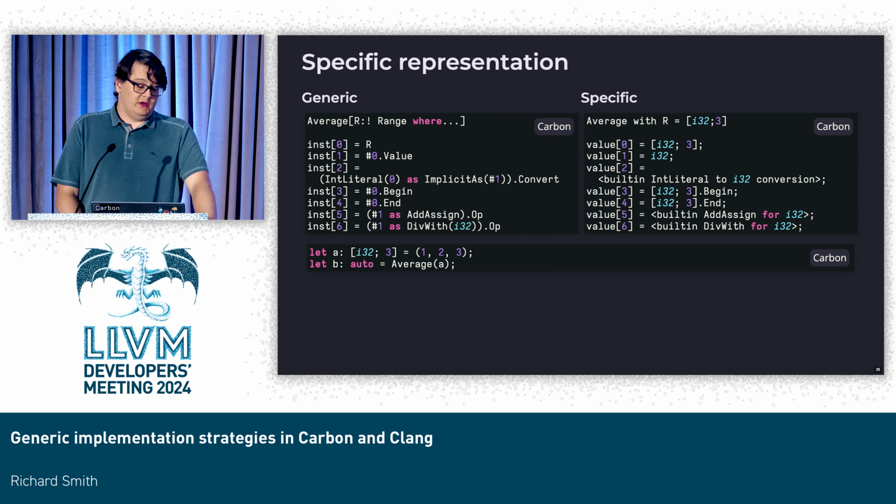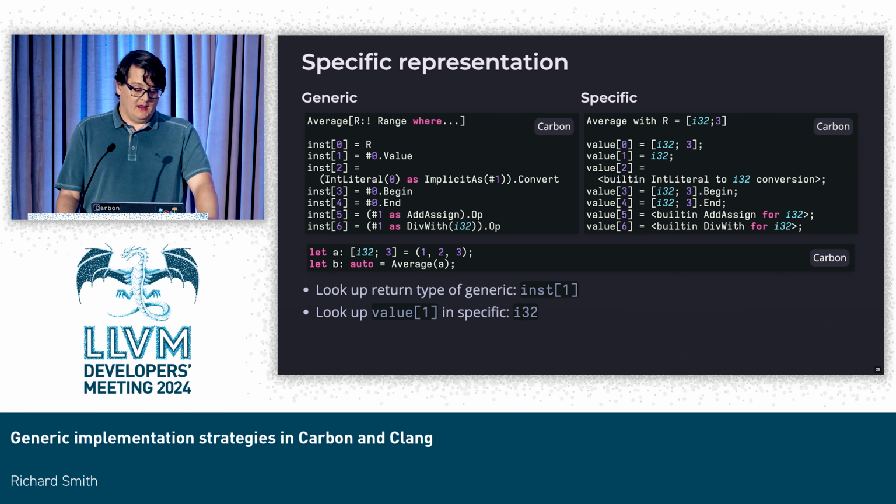And so when we come to use a generic, in general, we need to look for information in 2 different places now. So if we want to type check this call to average, first we're going to resolve which specific it's calling into, and it's the one we have on the right here that takes an array of 3 I32s. And then to find the return type, we first look for the return type of the generic, which is slot 1. And then we look up the value of slot 1 in the specific to get this I32 type.